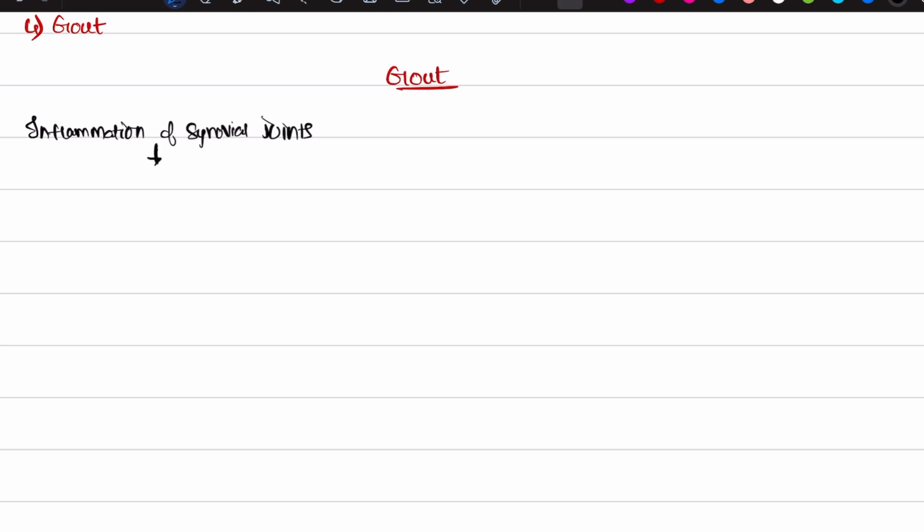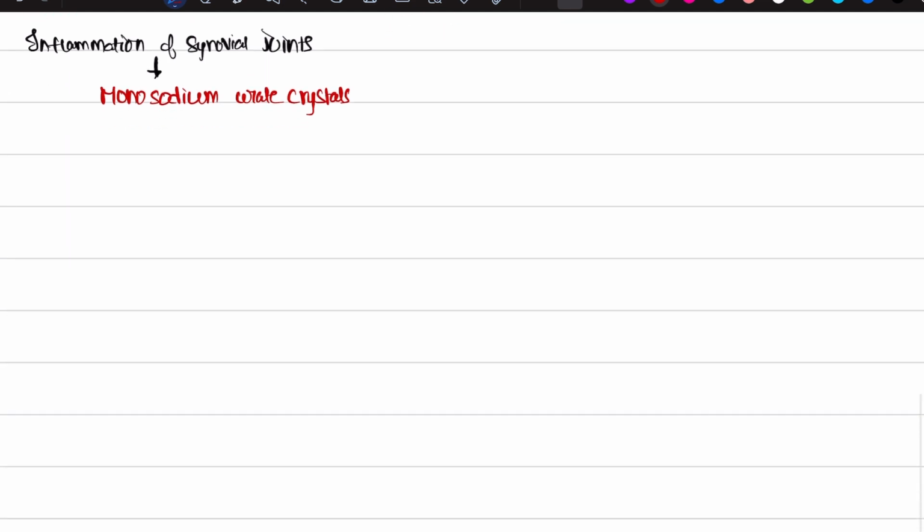What are these crystals made up of? These crystals are made up of monosodium urate crystals. These are accumulated in the synovial joints. These crystals are negatively charged. Okay, these crystals are negatively charged crystals.